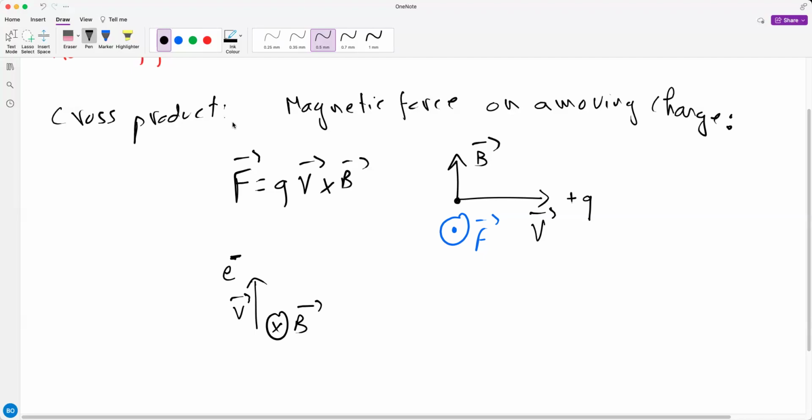Omer, why did you say to the left? I used the right hand rule, Professor. Yeah. So you used the right-hand rule, but you forgot that the electron has a negative charge. Oh yeah. So yes, it should be to the right. Yeah, you're right.